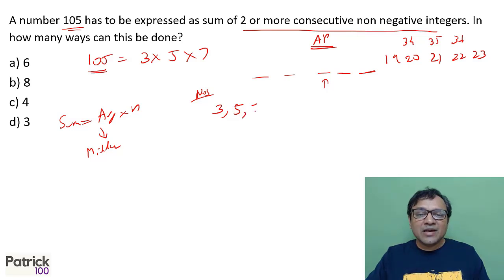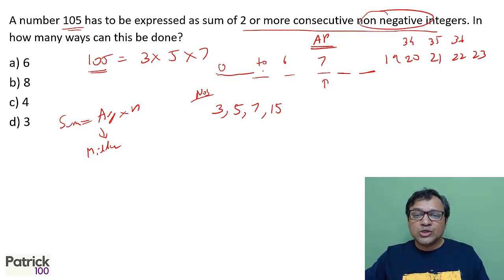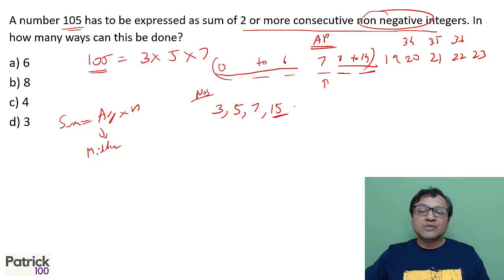Middle number 7, number of numbers 15, possible. If the number of numbers is 15, the middle number has to be 7, because 15 into 7 is 105. If I take middle number 7, then the initial number will have to be 0 to 6, but that is possible because they said non-negative, which means 0 is allowed. So 0 to 6 and 8 to 14 is possible. So 15 numbers is also possible, because 0 to 14 will give you sum as 105.